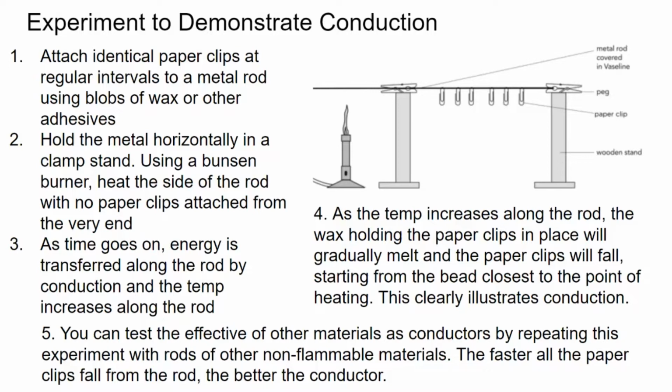Four, as the temperature increases along the rod, the wax holding the paper clips in place will gradually melt, and the paper clips will fall, starting from the paper clip closest to the point of heating. This clearly illustrates conduction. You can test the effectiveness of other materials as conductors by repeating this experiment with rods of other non-flammable materials. The faster all the paper clips fall from the rod, the better the conductor.